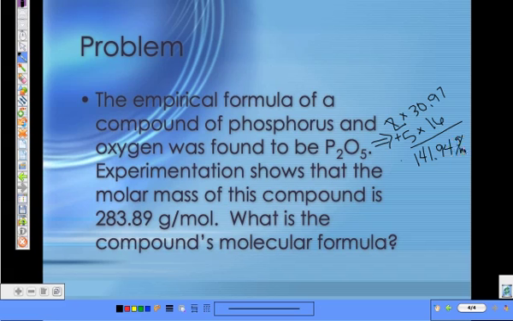So that's grams per mole. Is that equal to 283.89? No. So we need to figure out what we need to multiply by to get it equal or pretty close to 283.89. Probably multiply by 2. Check it just to make sure. What do you get when you multiply that by 2? Grams per mole. Okay, 283.88, that's close enough. So we multiplied by 2, so to find the molecular formula, we multiply all the subscripts by 2. So our molecular formula would be P4O10. Yep, that would be the molecular formula.